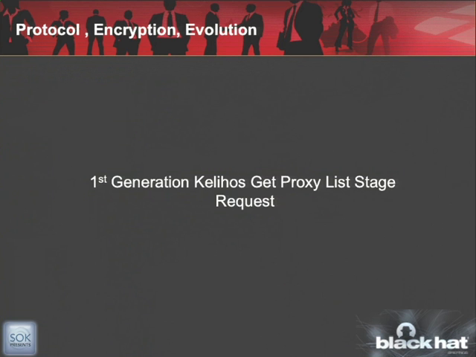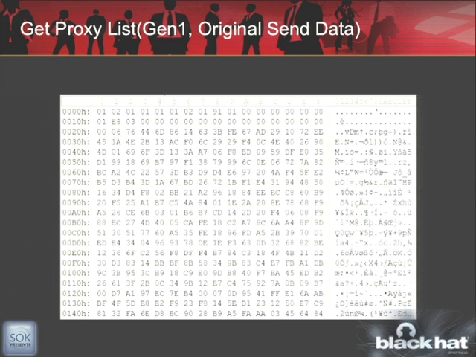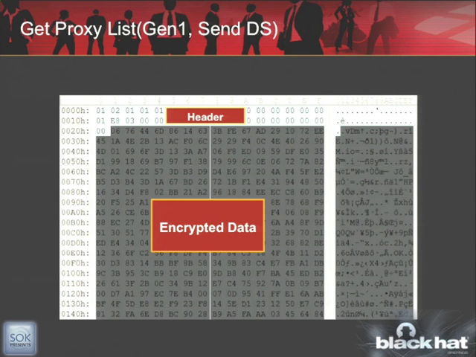So let's start from the very first generation of the Kelihos. From stage 1, get the proxy list. So here is the original data the bot sent to the proxy nodes. You can see on the first couple of lines, there are all zeros. So we can actually divide it into two parts. The first part is the header. The next part is obviously encrypted data. We cannot see any clear text in it.